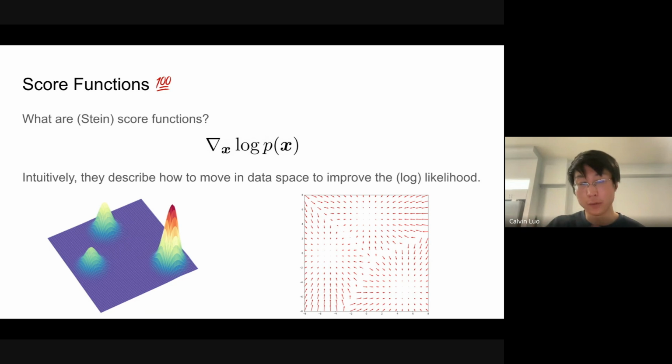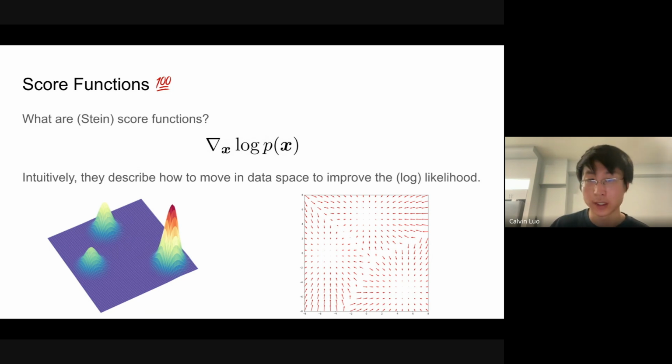And intuitively, if we have this data distribution as shown on the left, like some mixture of Gaussians, the score function just points towards the modes, because as long as you update yourself by following these arrows that point towards the modes, you're going to be more likely. So you're most likely at the top of these modes. We'll actually go deeper into what score functions are later in the talk.